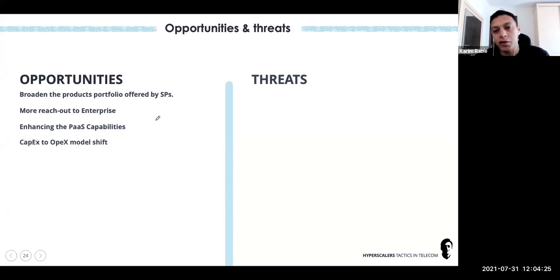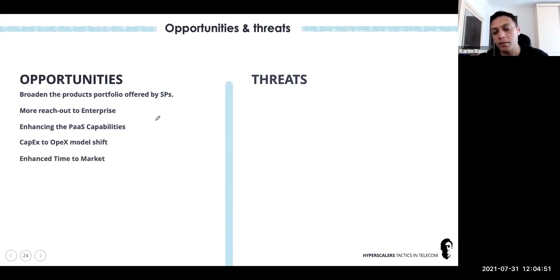CapEx to OpEx model shift, we explained that instead of doing big investments and big chunks of money and waiting for revenues to come across years, like 5 years, and doing this TCO model, you shift to an OpEx model and you pay as you go. If you get high traffic, you consume more, you pay more. If there is no gain, then you don't pay. So that's the mindset for the greenfield operators.